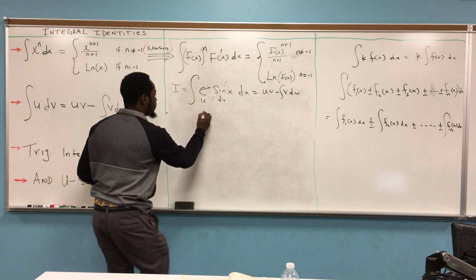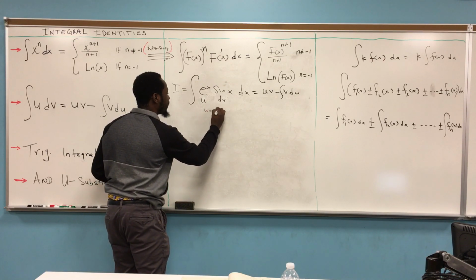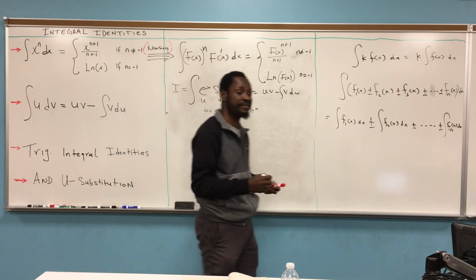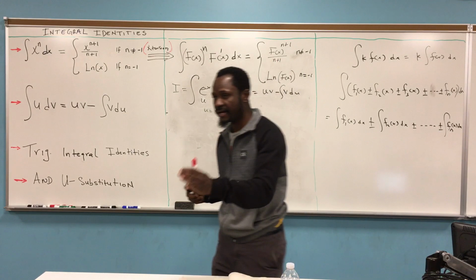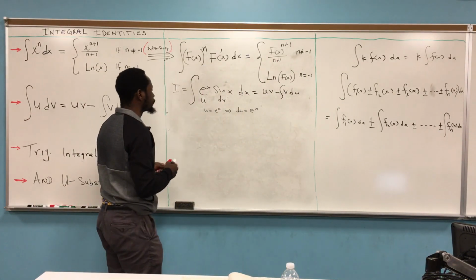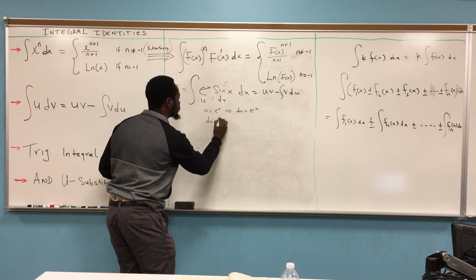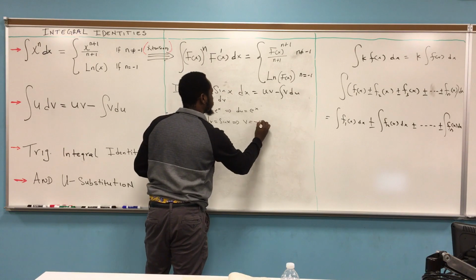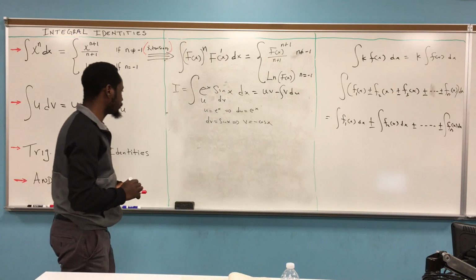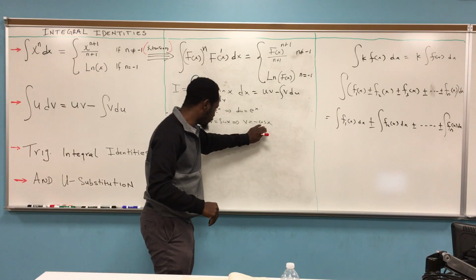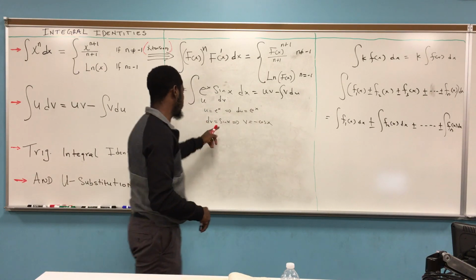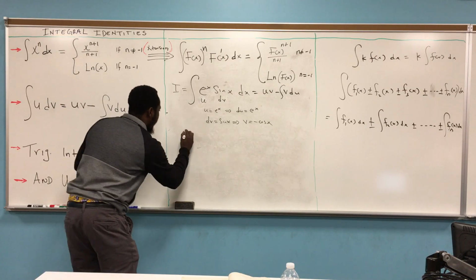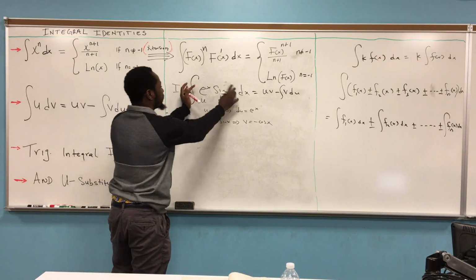Okay. If my u is e to the x, it implies that du is the same e to the x, because the derivative of e to the x is e to the x, integral of e to the x is e to the x. Since my dv is sine x, it implies that my v, by integrating this, is minus cosine x, right? Because if I differentiate this, I'll have minus sine x, minus minus gives me plus, right? I like to check.